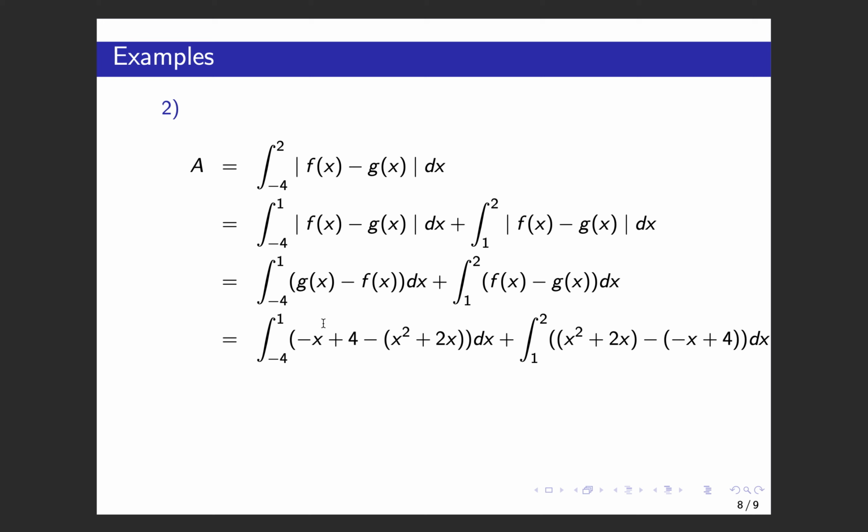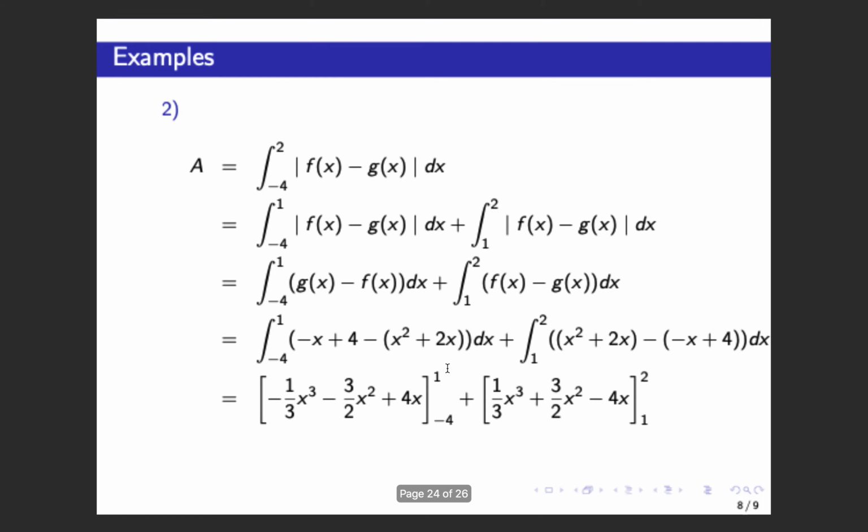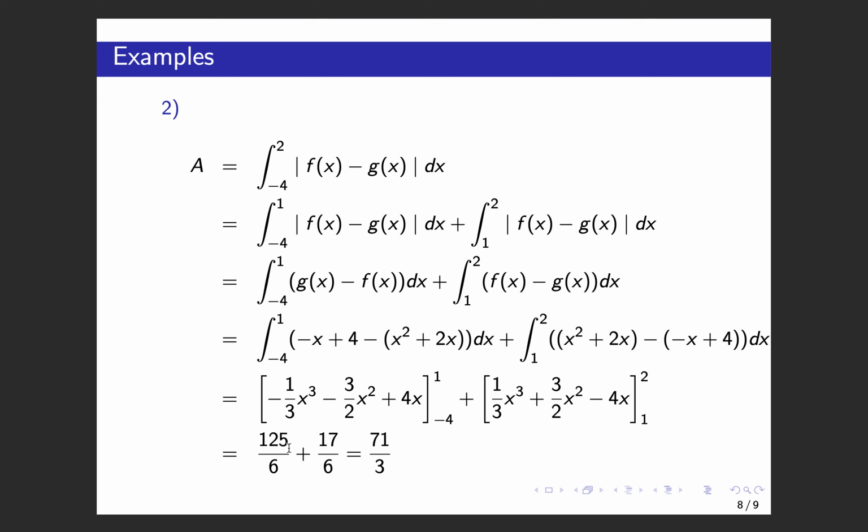Now we substitute the expressions of g and f, and the same for f and g, and then you find the antiderivatives. If you evaluate these expressions at negative 4 and 1, and at 1 and 2, and you take the difference, this is what you get. You get 125 over 6 plus 17 over 6, which is equal to 142 over 6, which simplifies to 71 over 3. That's all, folks. Thank you very much.